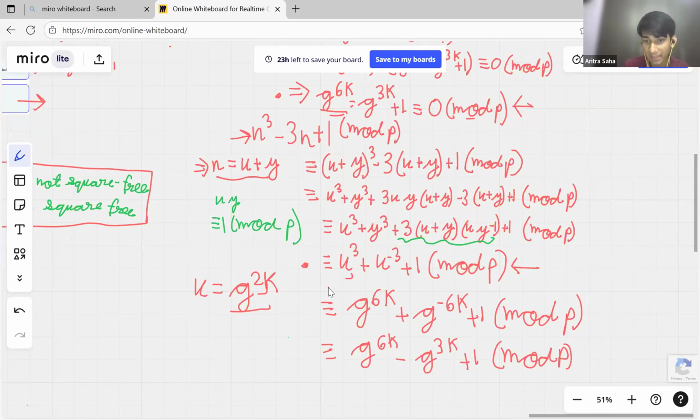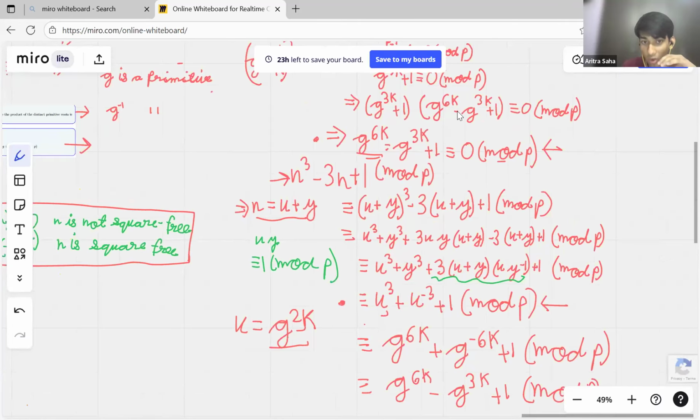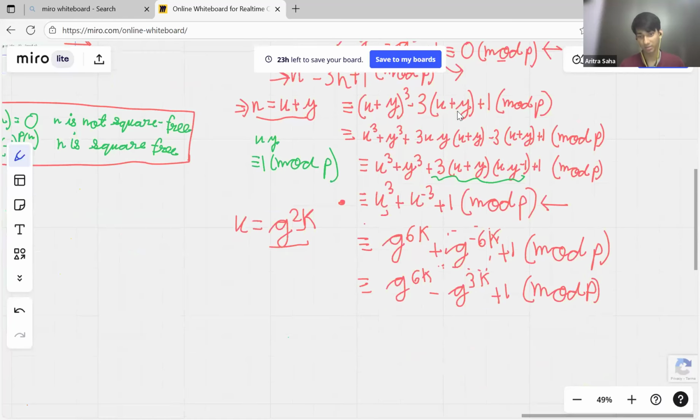So I get g to the power 6k plus g to the power minus 6k plus 1 mod p. But I know that g to the power 9k is minus 1 mod p, right? So I can multiply just for this part by g to the power 9k, so that g to the power minus 6k becomes minus g to the power 3k plus 1. And we know that this is 0 mod p. That's why this is 0 mod p.